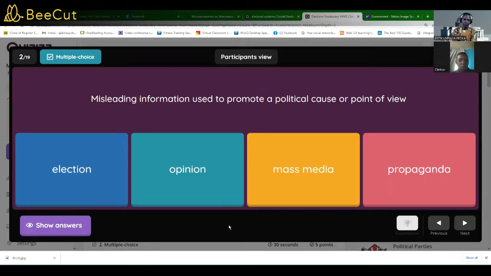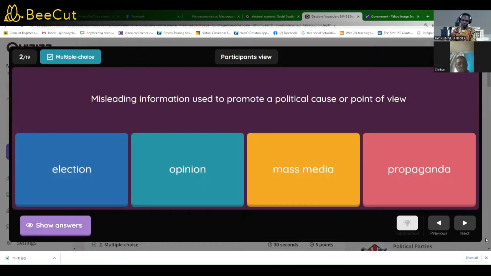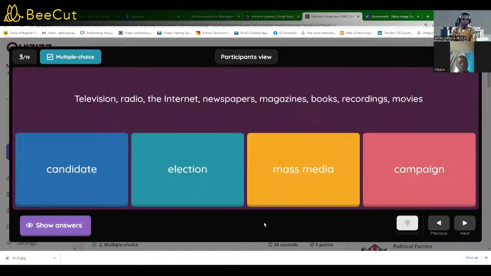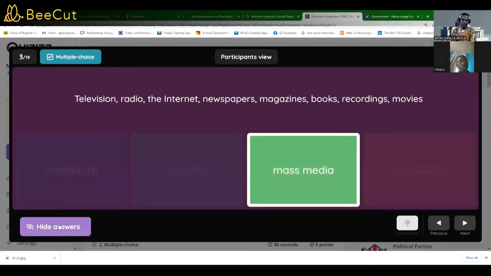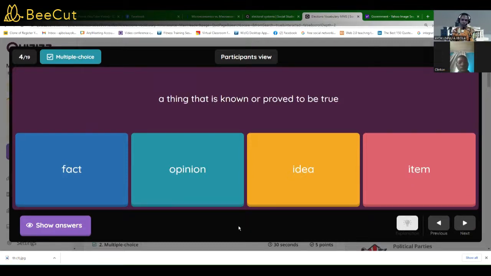Misleading information used to promote a political cause or point of view is propaganda. Propaganda. Correct. Yes. Television, radio, the internet, newspaper, magazines, books, recordings, movies: mass media. Mass. Correct. Yes.